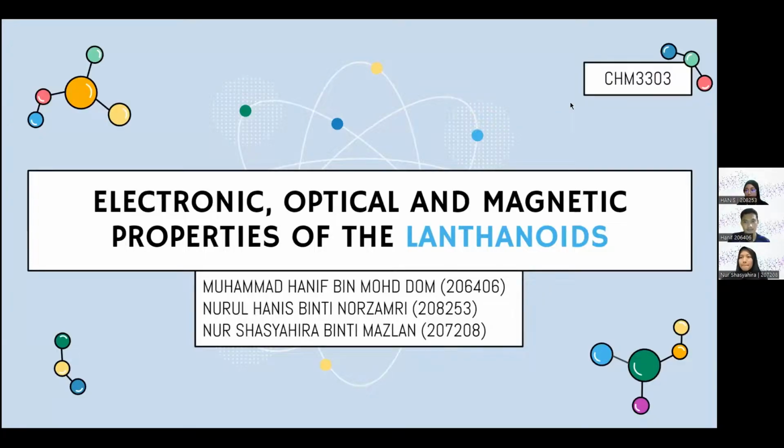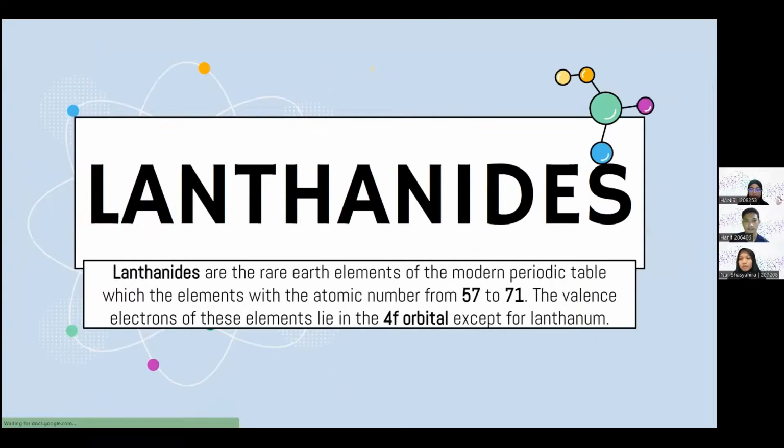Okay, so let's proceed to our slide presentation. Our group will present about the electronic, optical, and magnetic properties of the lanthanoids. Lanthanides are the rare earth elements of the modern periodic table, which are the elements with the atomic number from 57 to 71. The valence electrons of these elements lie in the 4f orbital except for lanthanum.